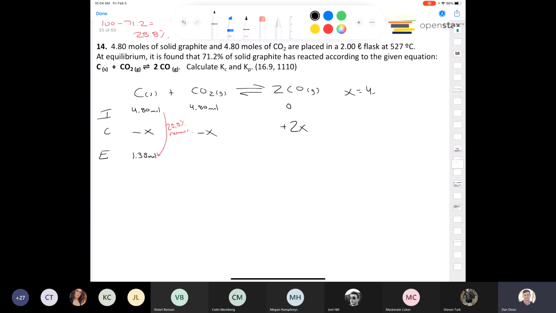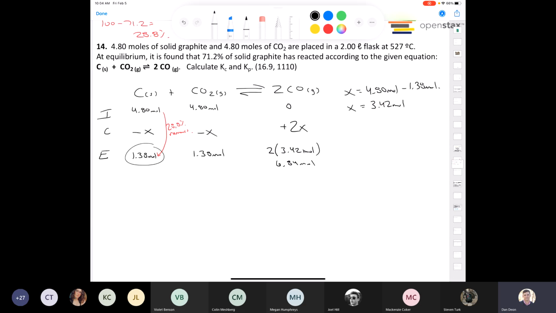X is going to be equal to 4.80 moles, subtract 1.38 moles. Let's see here. 4.8 subtract 1.38 is 3.42 moles. So we have 1.38 moles here, and we have 2 times 3.42 moles. That would be equal to 6.84 moles.